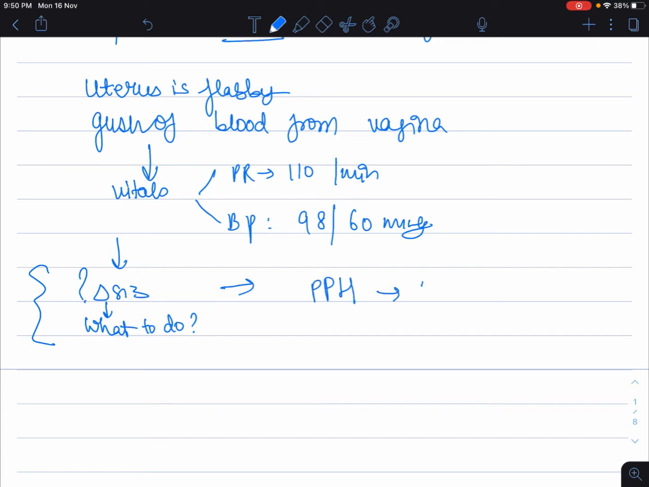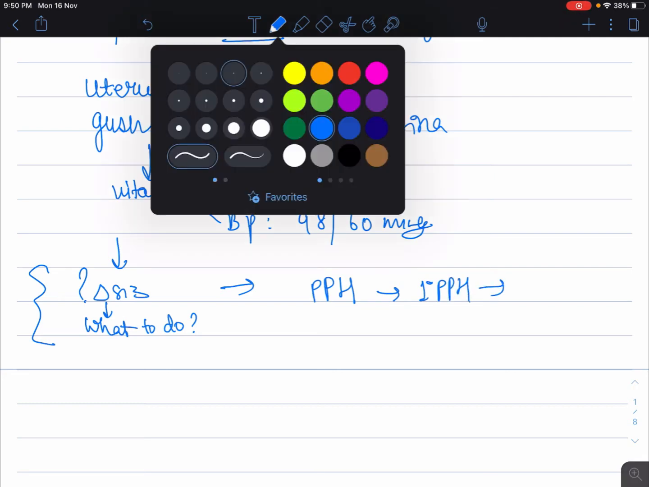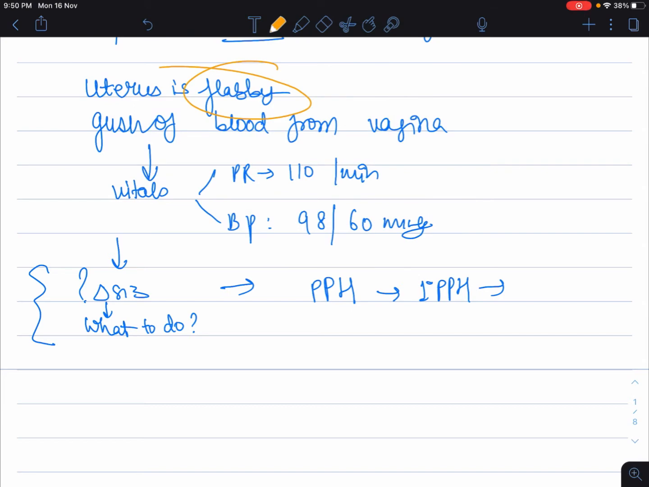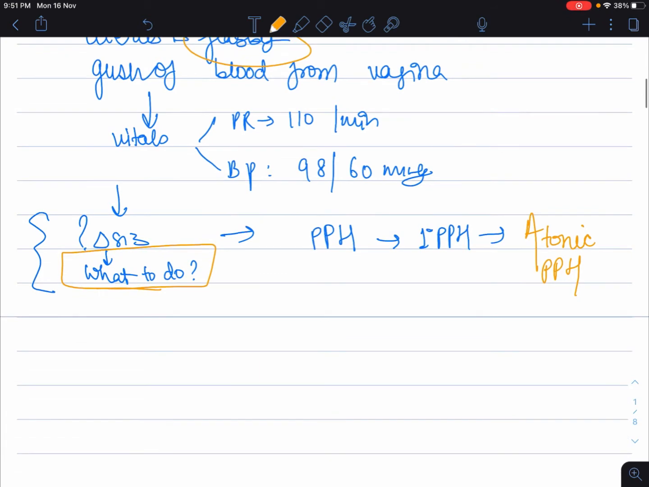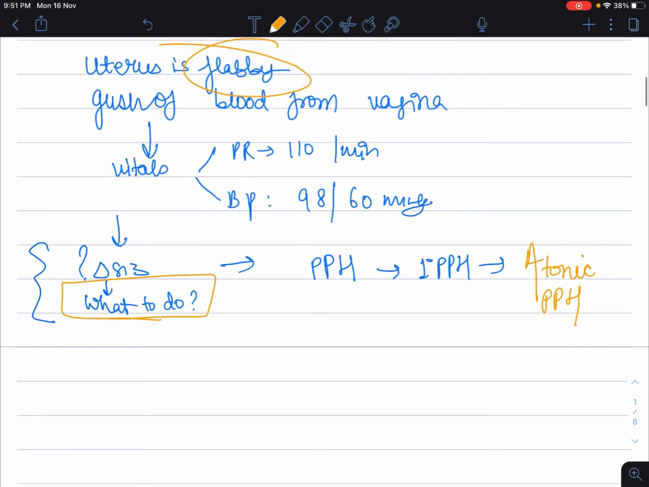What kind? Primary PPH. What is the cause? We know that the uterus is flabby. This is very important. So this is atonic PPH, which is the most common cause of PPH. And what to do? Now this is the question that we'll be dealing with, and we'll be answering this soon enough, right? This is the case scenario that you actually encounter in your labor room, and you should know how to deal with this situation because this is quite the crucial moment.